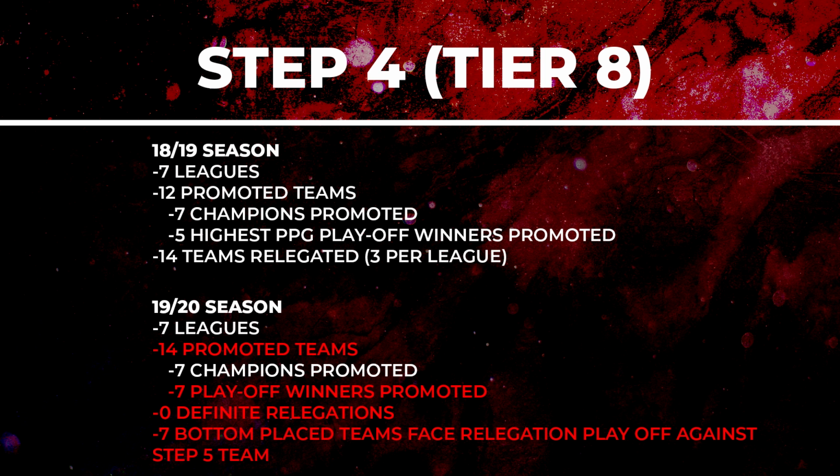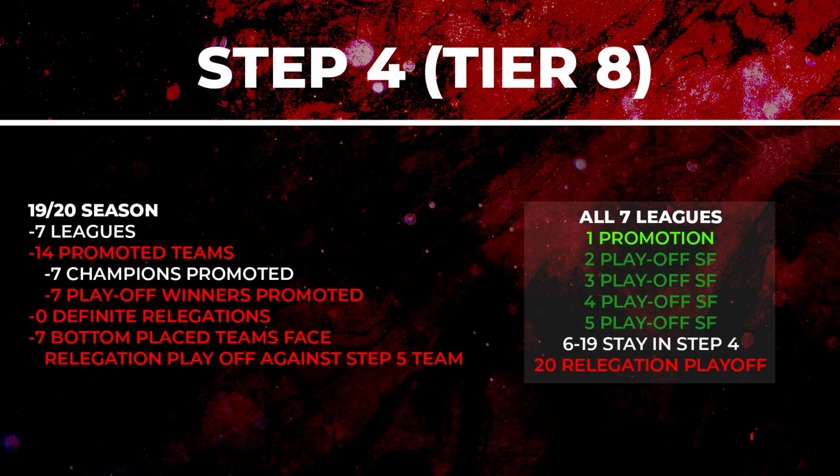But anyway, back to what's happening for the 1920 season. There are 0 definite relegation spots. So there are 7 teams that could potentially go off and face a relegation playoff. So that is 1 team from each league. And how this relegation playoff works is a bit of a headache.